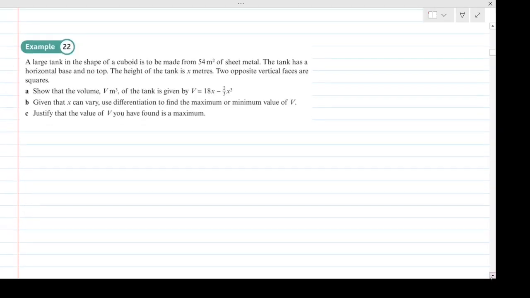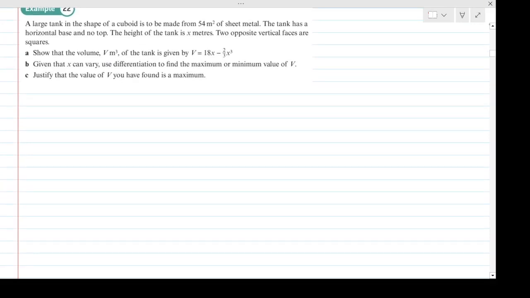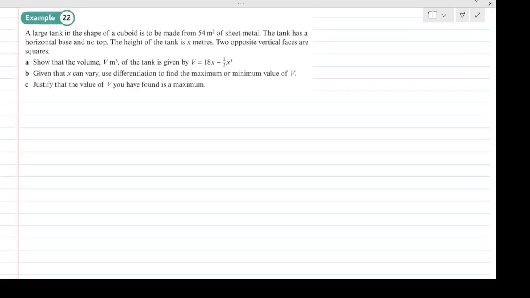Right, okay, let's have a look at this question then. We're told a large tank in the shape of a cuboid is to be made by 54 meters squared of sheet metal. The tank has a horizontal base with no top. The height of the tank is x meters. Two opposite vertical faces are squares. Show that the volume is this expression here.